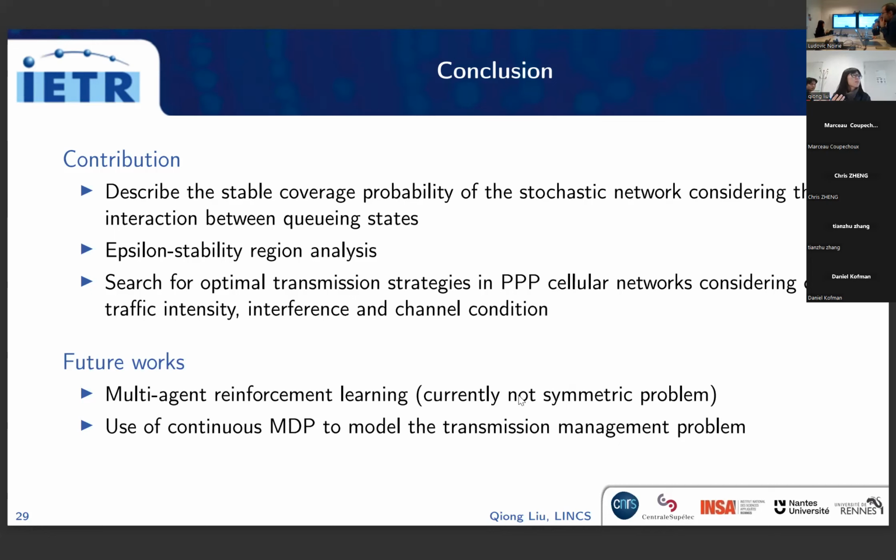So the next step, we can introduce multi-agent reinforcement learning to make the problem symmetric. And we can also use the continuous Markov decision process to model the transmission management problem. Maybe we can find a better tool than reinforcement learning for resource allocation in this framework.